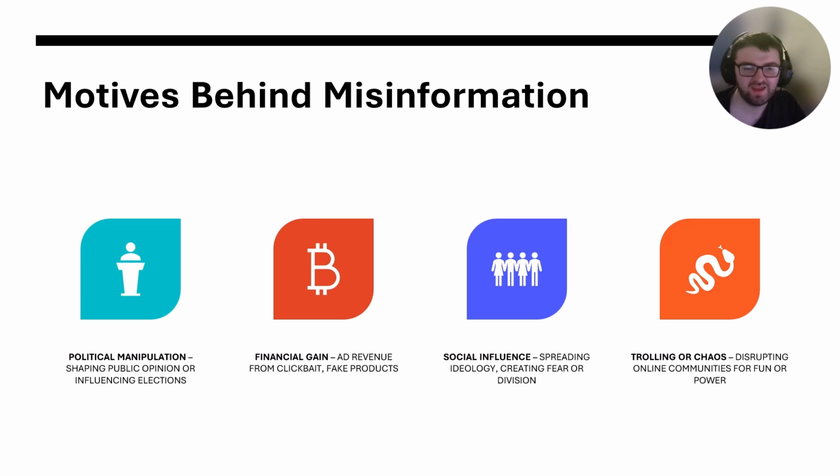There's social influence, which is to spread certain ideologies or create division. And there's trolling and chaos. Sometimes people just want to disrupt or provoke our societal norms. Knowing the intent behind this content and being able to spot it can help paint a bigger picture.